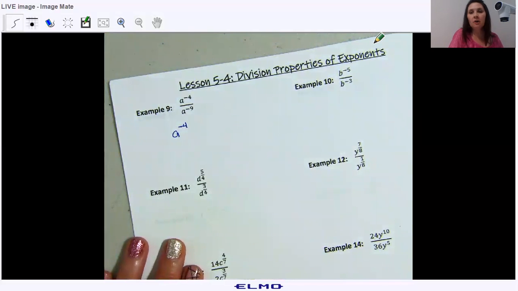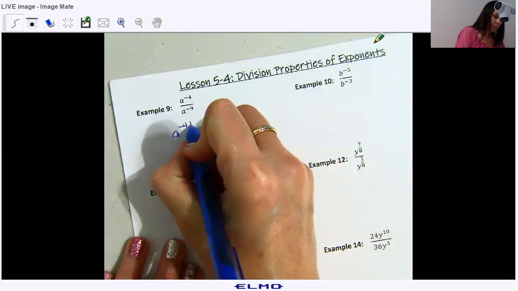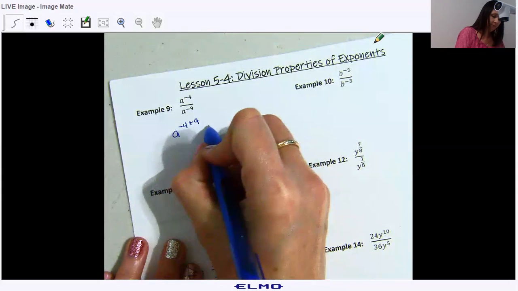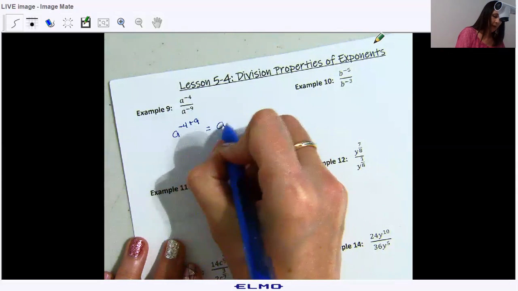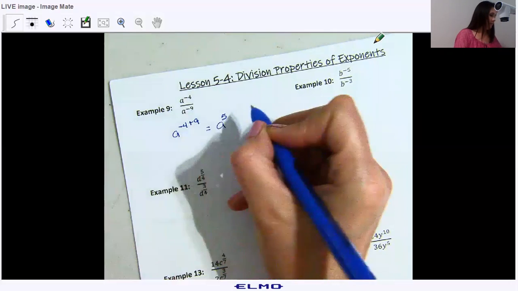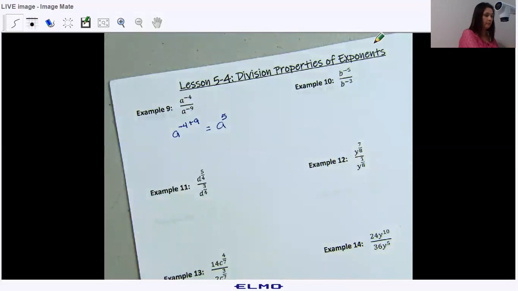Now I've been saying this all year long. Minus a negative is the same as adding a positive. You're adding the opposite. So really this would be plus 9. So you have a to the power of 5. Okay.